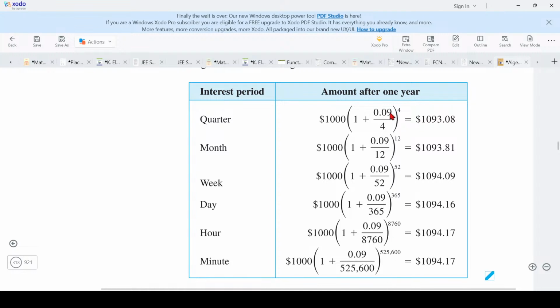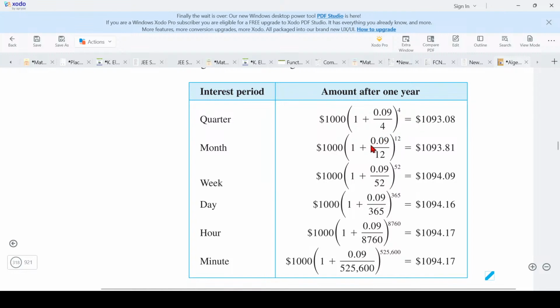Now you can observe this. Will it be 0.09 divided by 12, or 0.09 divided by 24? Divided by 24 means what? You are compounding every 15 days. Understood? Divided by 24 means it is not compounding every month, it is compounding every 15 days. So if the number of years changes, only the power will be different. The other numbers will be the same.